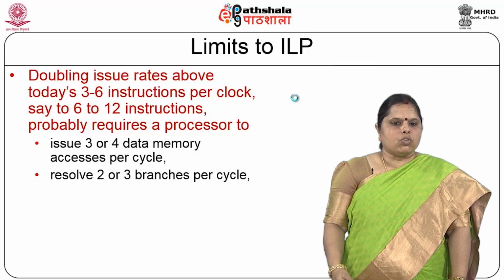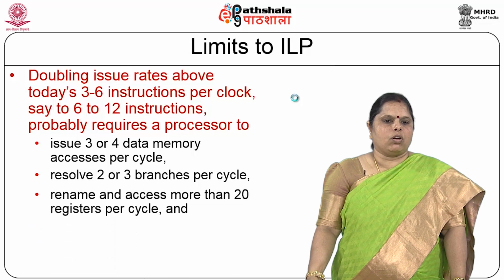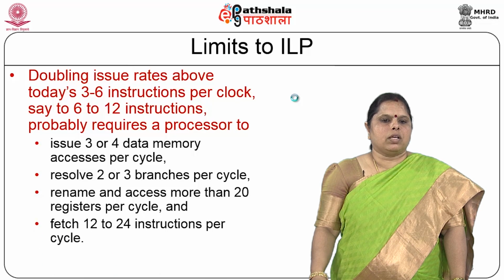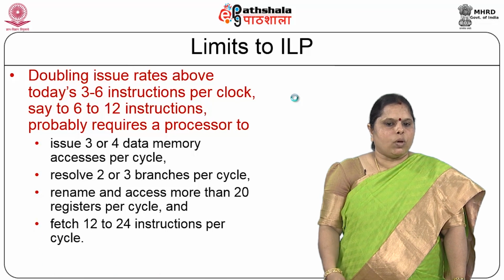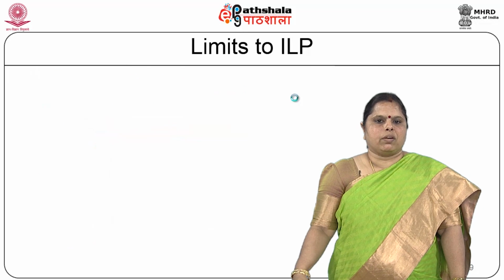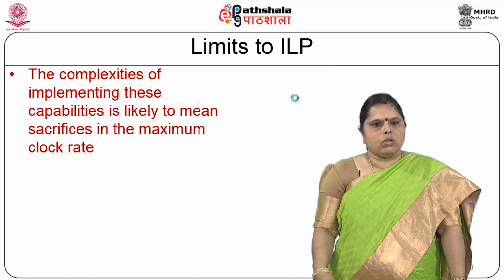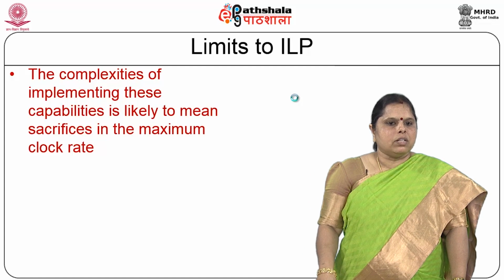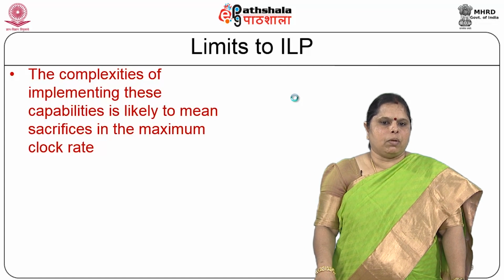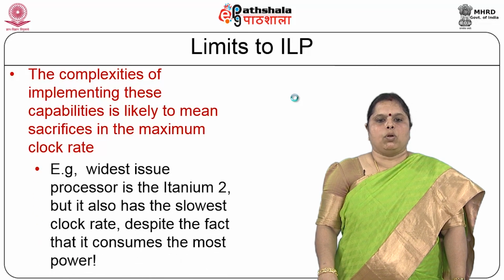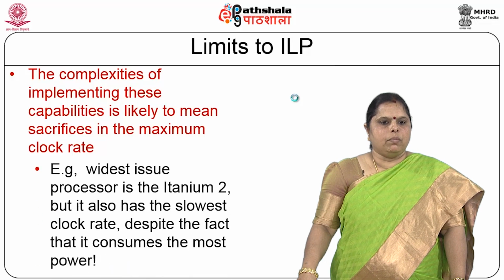You may have to resolve 2 or 3 branches every clock cycle, and you may have to do renaming and access more than 20 registers per clock cycle, and you may have to fetch 12 to 24 instructions per cycle. Now, all this is too far-fetched, and it is not possible to exploit ILP beyond a certain limit. So, the complexities of implementing all these capabilities is likely to mean sacrifices in the maximum clock rate. So, your clock rate might get extended.